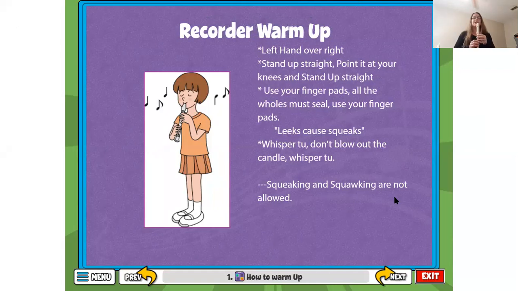Left hand over right. That's how we hold it. Make sure it's your left. Sit up straight and tall. Point it at your knees and sit up straight. Use your finger pads. All the holes must seal.